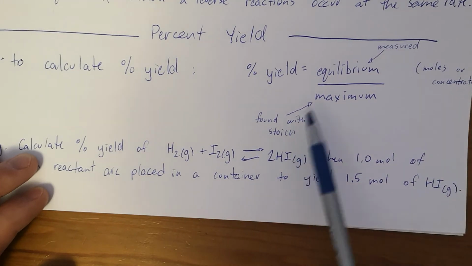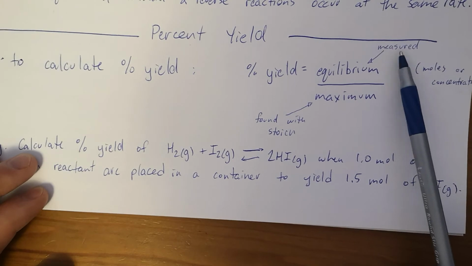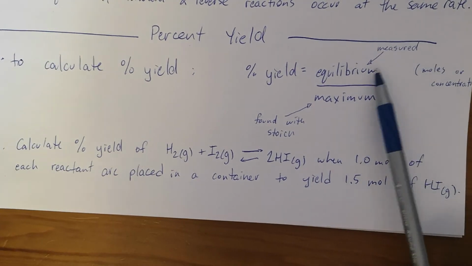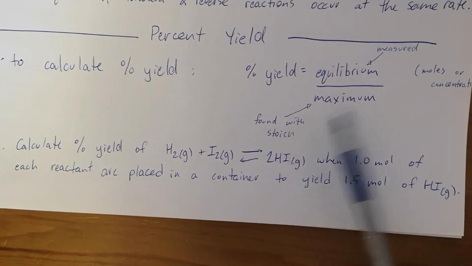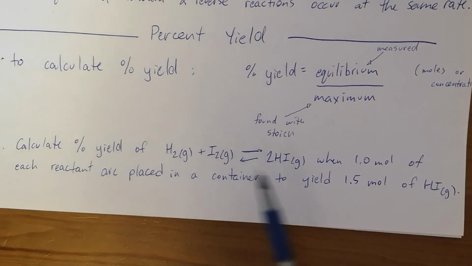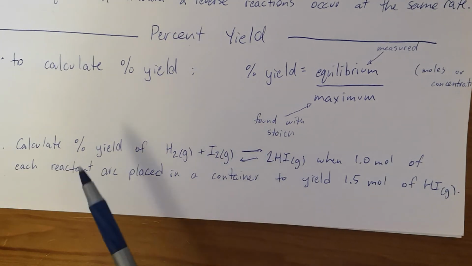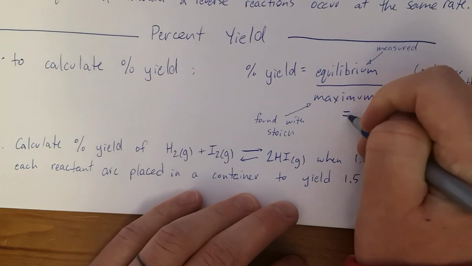We will do both. The equilibrium amount is measured, but more likely, since we're all at our homes in quarantine, I'll give you the equilibrium amount. You determine the maximum amount from stoichiometry. So I'm going to do a quick example with what we've been dealing with, this reaction. The amounts that I described earlier, 1 mole of each reactant placed in a container, and the yield's 1.5 moles of HI. I'm going to squeeze in this calculation right here.